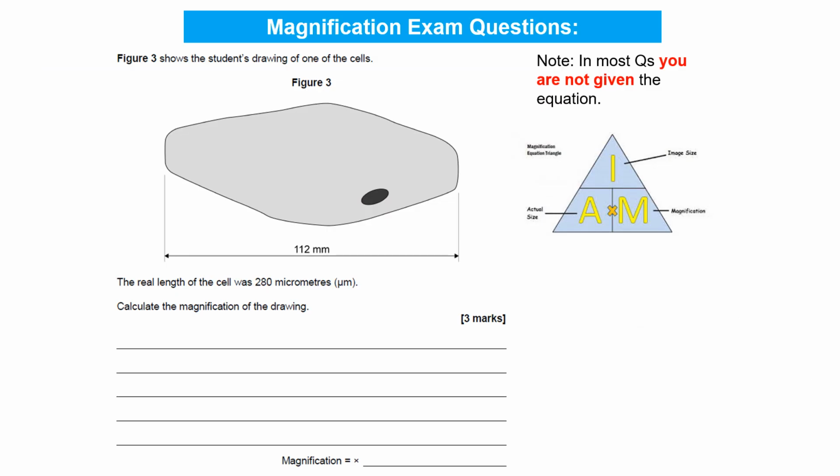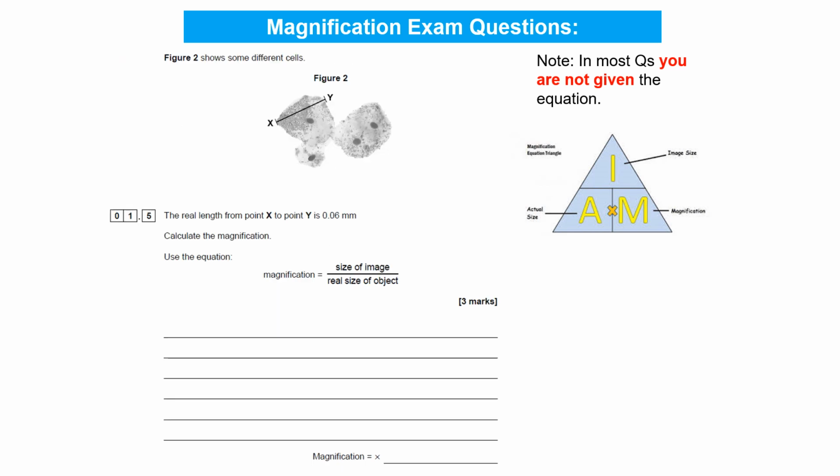Let's have a look at an exam question. And remember, in most questions, you are not given the equation. So if we have a look at this one together and work through it, we have got to calculate magnification. So straight away, sorry, my pen isn't working, bear with me. Magnification is image over actual. So therefore my image size, okay, if I look at this, it says the real length is 0.06, so that's my actual, so I'm going to do something over 0.06. And then if you look here, you've then got to measure the image size.